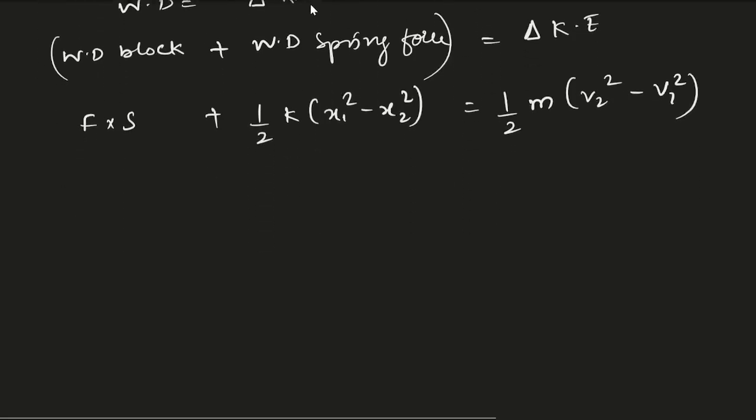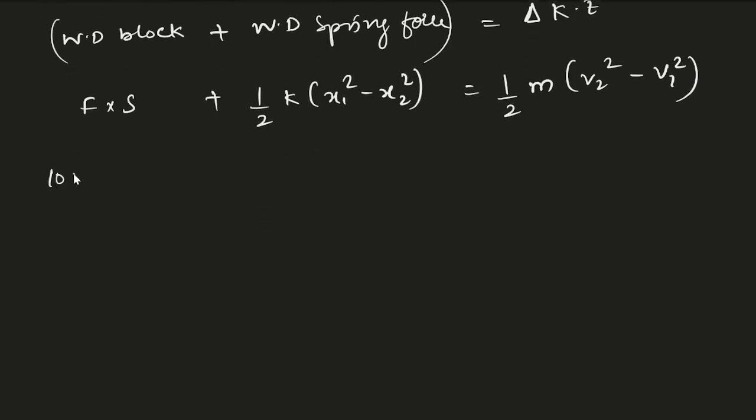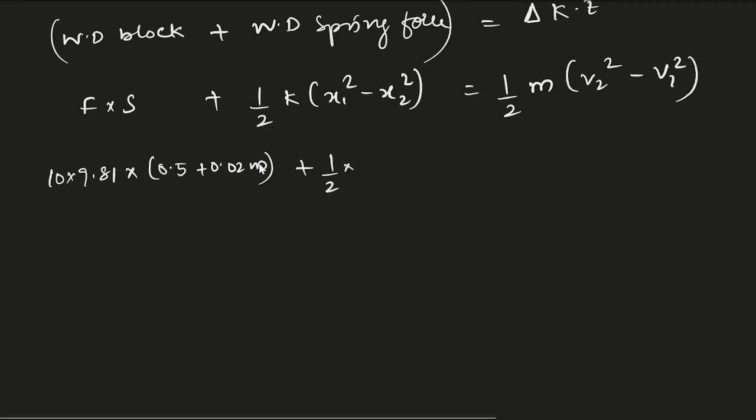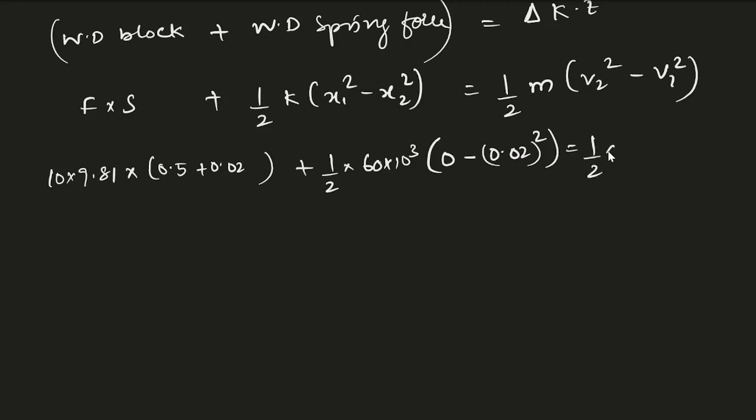So force will be 10 into 9.81, and distance will be 0.5 meter plus 0.02 meter. This is the work done by the block, plus half into stiffness, which is 60 into 10 power 3, into x1, initially undeformed so 0, minus x2, 0.02, the whole square. This will be equal to half into mass, 10 kg, into v2, which we have to find out, minus v1, which is 0. So if you do the calculation, we will get v2.